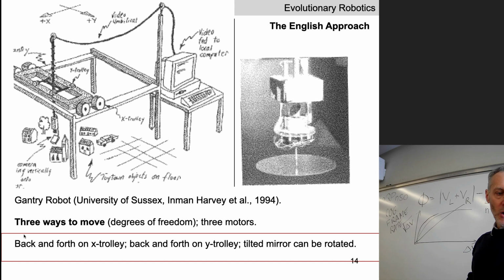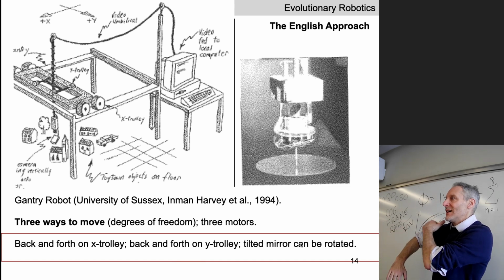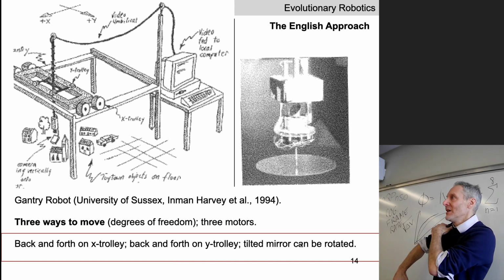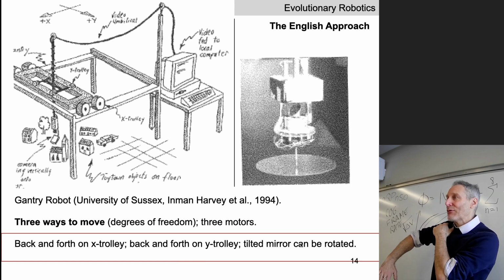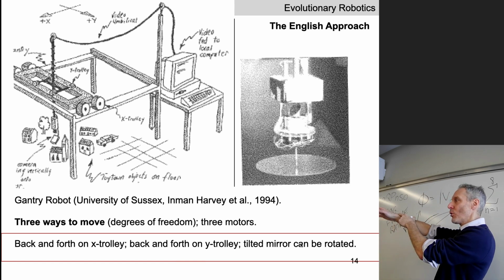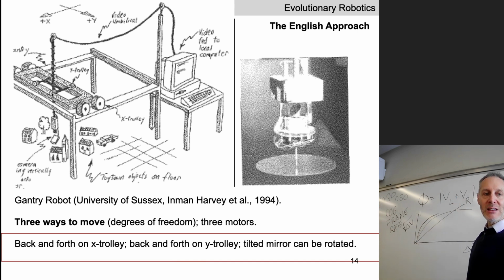Okay, so we've got back and forth on the X trolley, back and forth on the Y trolley, and the tilted mirror can be rotated. Two lectures back, we talked about mechanical degrees of freedom, the number of ways in which a machine can move. Here's 1 mechanical degree of freedom. Here's about 2.5. So 1 plus 2.5, 3.5 degrees of freedom, 4 degrees of freedom, 5 degrees of freedom. You can count them up. In the Gantry robot, there's 3 degrees of freedom.